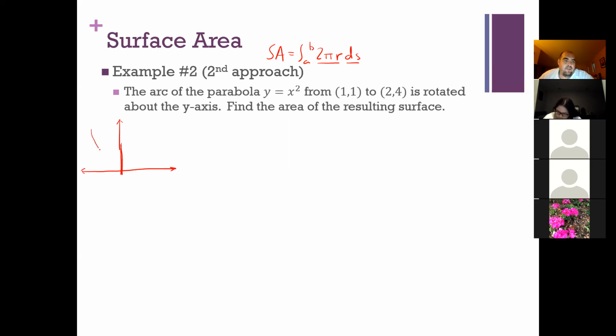So in this case, I have the same curve, still going around the y-axis, except now the only change I'm making is I want to re-express this in terms of y. So the integral is going to be from 1 to 4 this time.